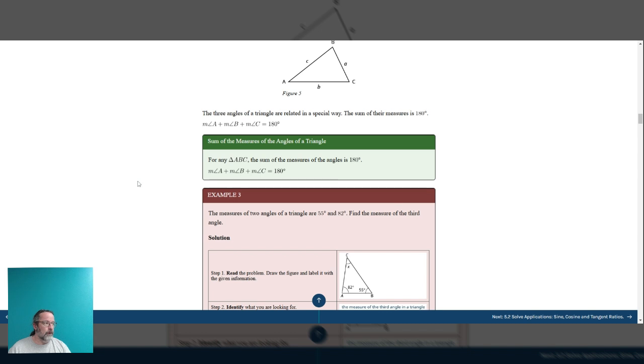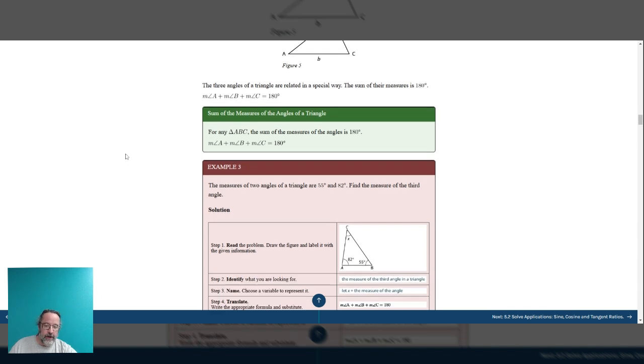So what do three angles of a triangle add up to? 180 degrees. So measurement of angle A plus measurement of angle B plus measurement of angle C equals 180. So we have a little rule here for any triangle, ABC or whatever you want to call it. The angles always, invariably come to 180. One of the most useful tools in mathematics and science.